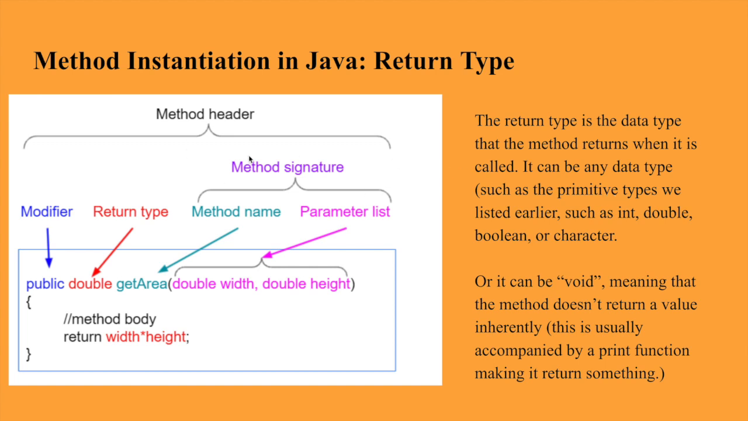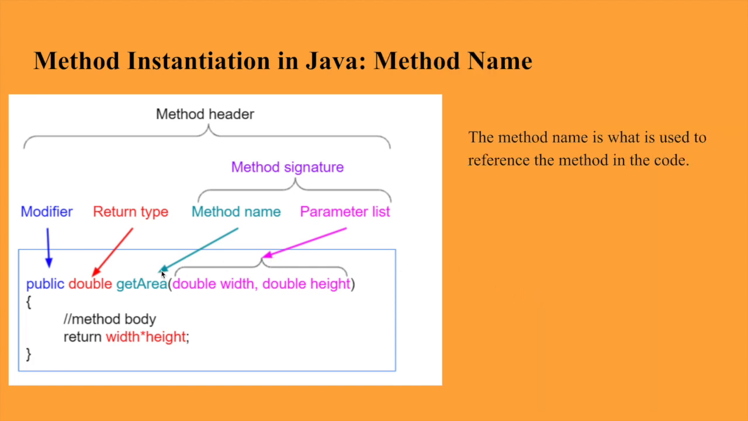Well, okay, for a general method, it can be any data type, such as the primitive types we listed earlier, such as int, double, boolean, or even char. Or it can be void, meaning that the method doesn't return a value inherently. This is usually accompanied by a print function, making it output something. And so the method name here, getArea, is the first part of the method signature. The method name is what is used to reference the method in the code.